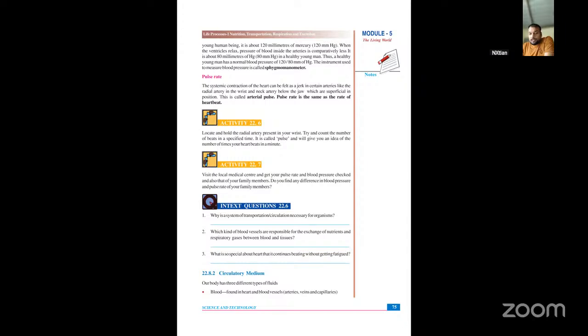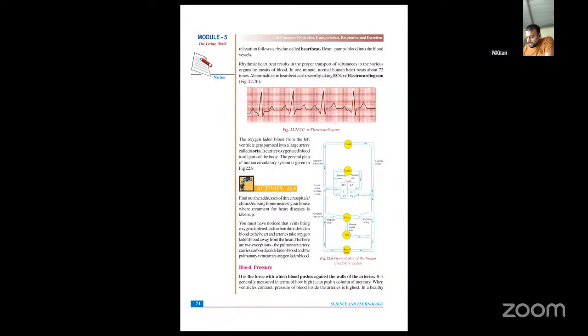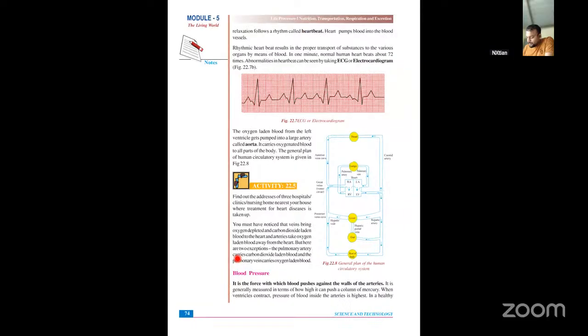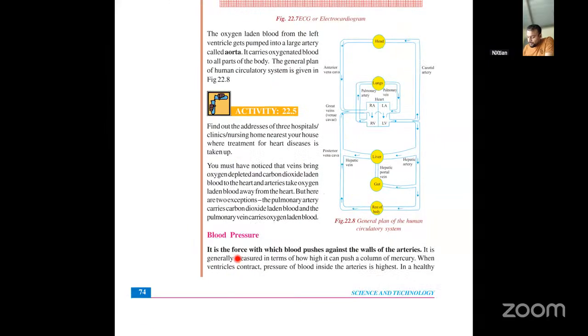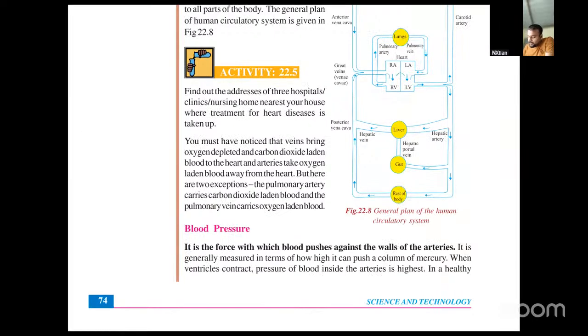So today we'll learn about blood. What do you mean by blood? No, we'll do the blood pressure part first because we didn't do this part. So I told you about the blood pressure. What do you mean by blood pressure? See, blood pressure is the pressure against the artery. Every time remember this. Blood pressure is the force that pushes the walls of the artery.